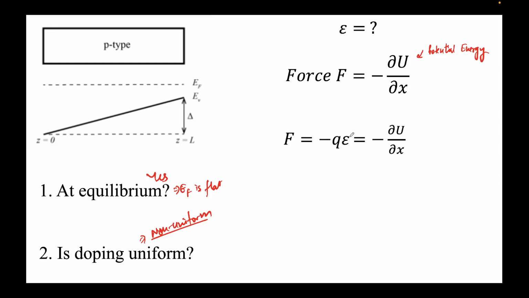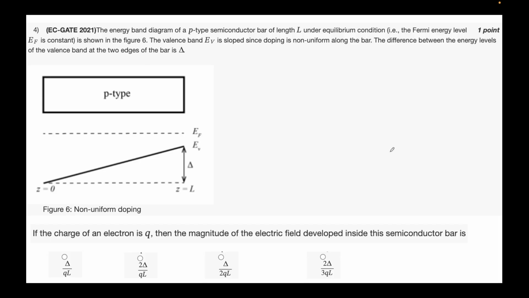What is this E? E is the electric field across this, right? Because you can see that there is a difference in potential energy between Z equal to 0 and Z equal to L. Hence there will be an electric field. Or an alternate way of remembering this: if you see any of the bands is not flat, conduction band or valence band, this means there's an electric field. If EV is not flat, that means there's a field for holes. If EC is not flat, that means there is a field for electrons. All right. So F equals minus QE equals minus del U over del X.